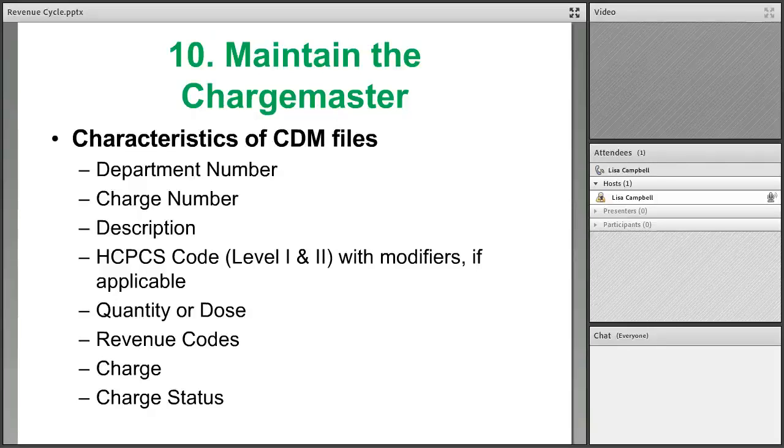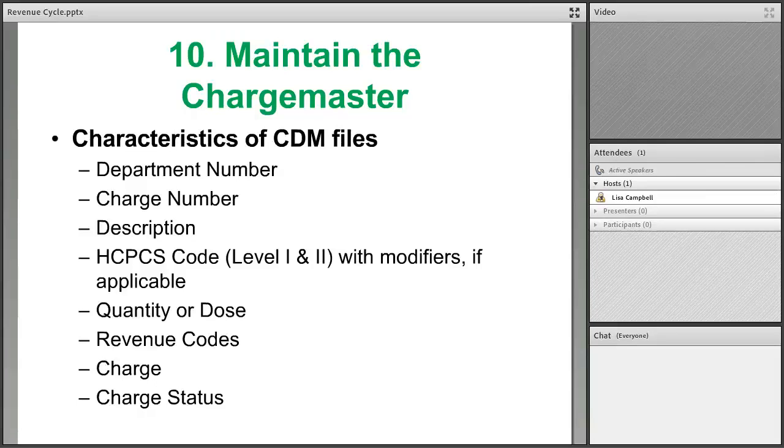So when I mention maintaining the Chargemaster, we want to make sure that all of the codes are inputted correctly. If there is a service that must go out with a particular modifier, we want to make sure that that is hard coded into the Chargemaster. Also on this file, you're going to have a quantity or a dose column. So think about medications where there's a quantity of one. Think about supplies that are used during the hospital stays that can result in more than one quantity of that service being provided to the patient.